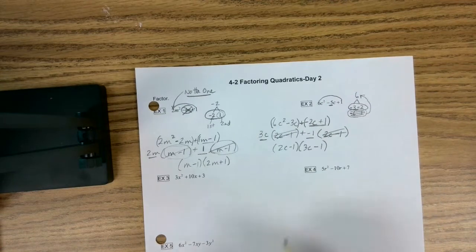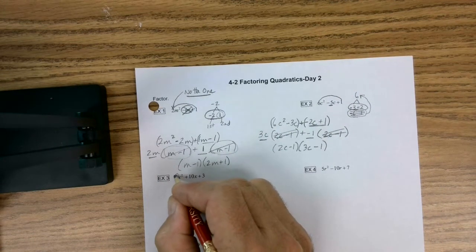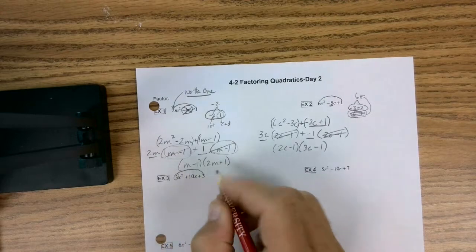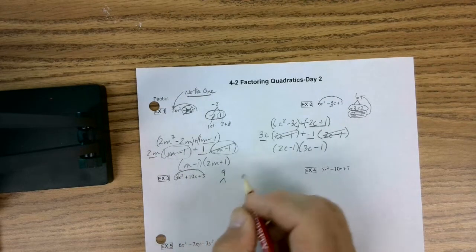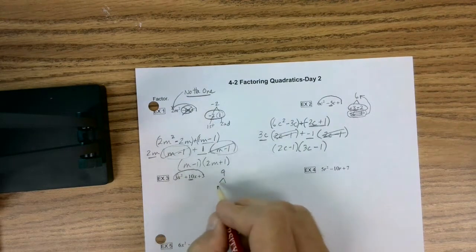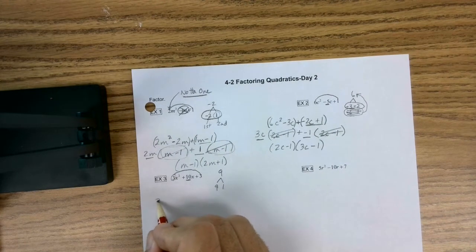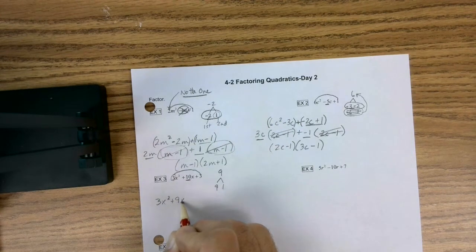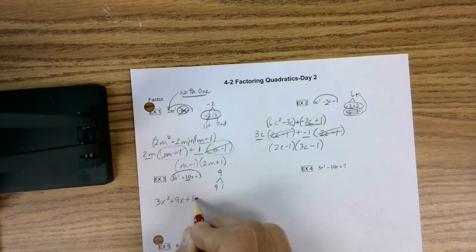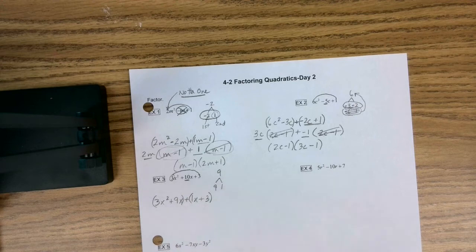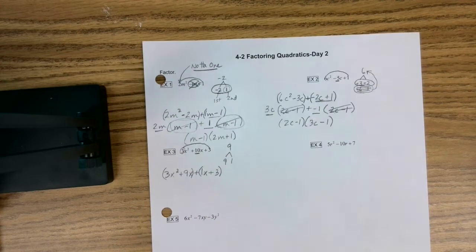All right, example 3. Got a 1 or not a 1? Well, that's not a 1. So we do our rainbow technique. Makes a 9. 2 factors of 9 that add up to 10. 9 and 1. Gotta love it when everything's positive. 3x squared. That was a fun screw up. Plus 3. Insert thy parentheses. That's King James Version right there.